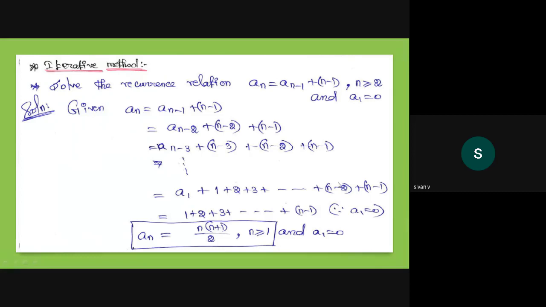In this equation, substitute n equal to 4, or in the next equation, n equal to 5, you get this form, that is a1 plus 1 plus 2 plus 3 and so on, ending with n minus 2 plus n minus 1. It does not end with n because it starts with a1. Therefore, we have to stop at n minus 1. Since a1 is given as 0, it is 1 plus 2 plus 3 plus dot dot dot n minus 1, and it is the formula for the sum of the first n natural numbers, n into n plus 1 by 2, provided n greater or equal to 1 and given that a1 equal to 0. The first term is 0.